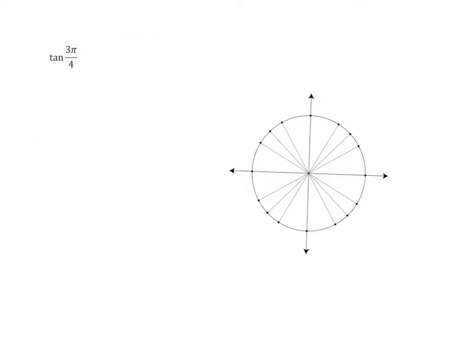Now let's find tangent of 3 pi over 4. So tangent is evaluated as the y over the x. We'll go through the process of finding that angle, the corresponding point, and then evaluating the trig function. So if we start with the special angle pi over 4, that's this angle right here. And let's count out 3 of those. So we have pi over 4, 2 pi over 4, 3 pi over 4.